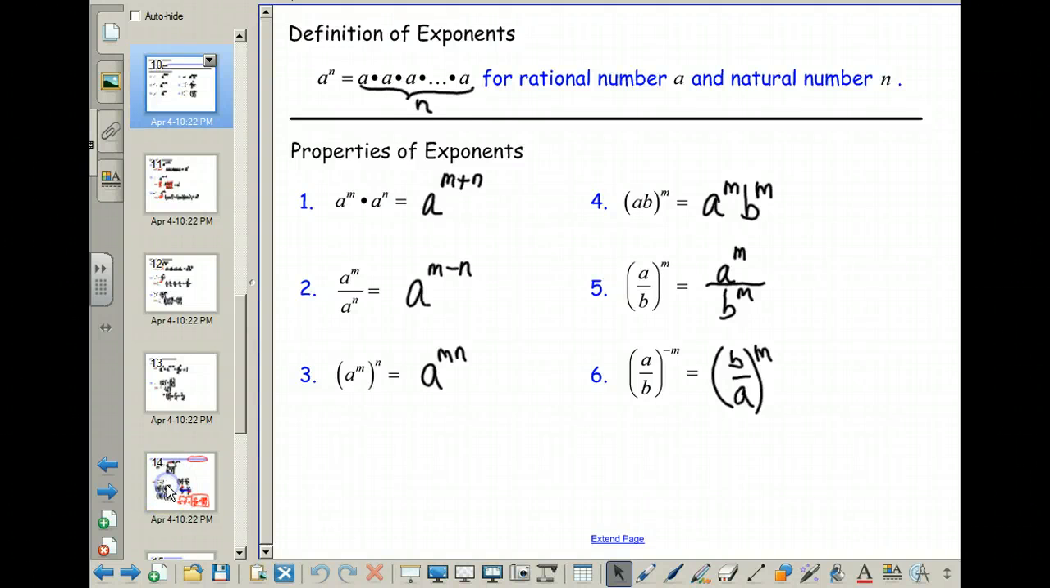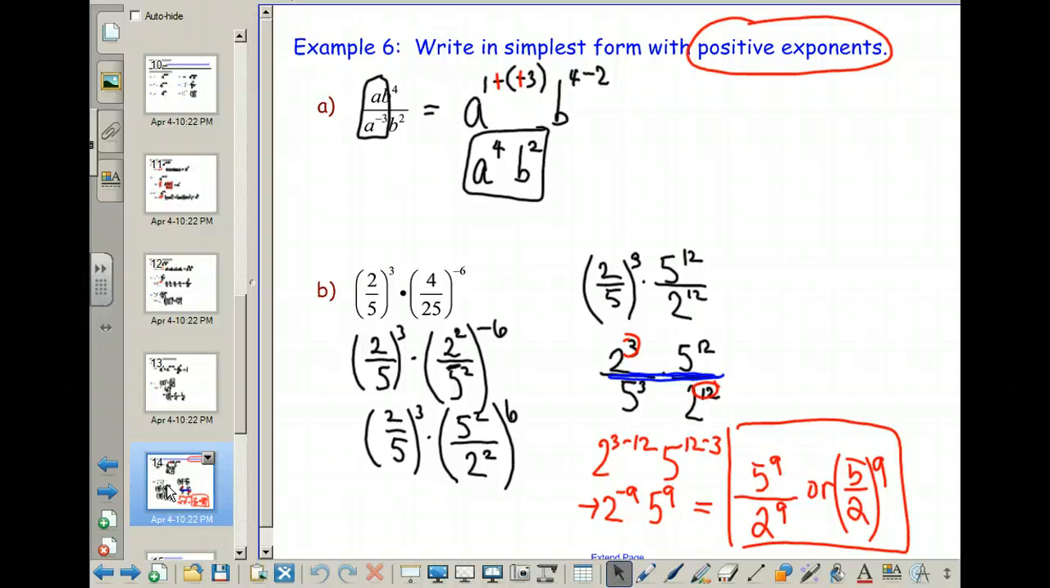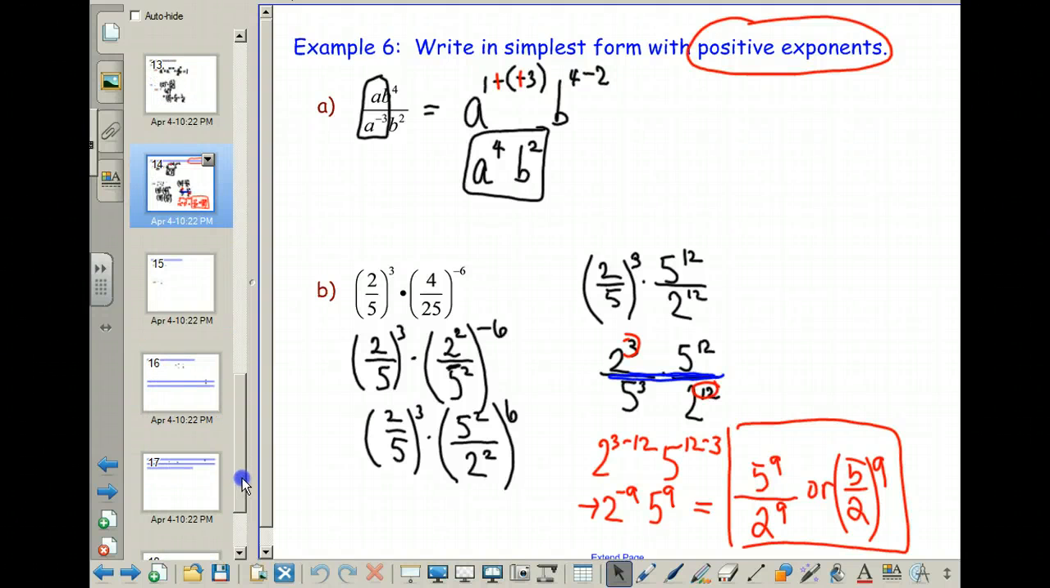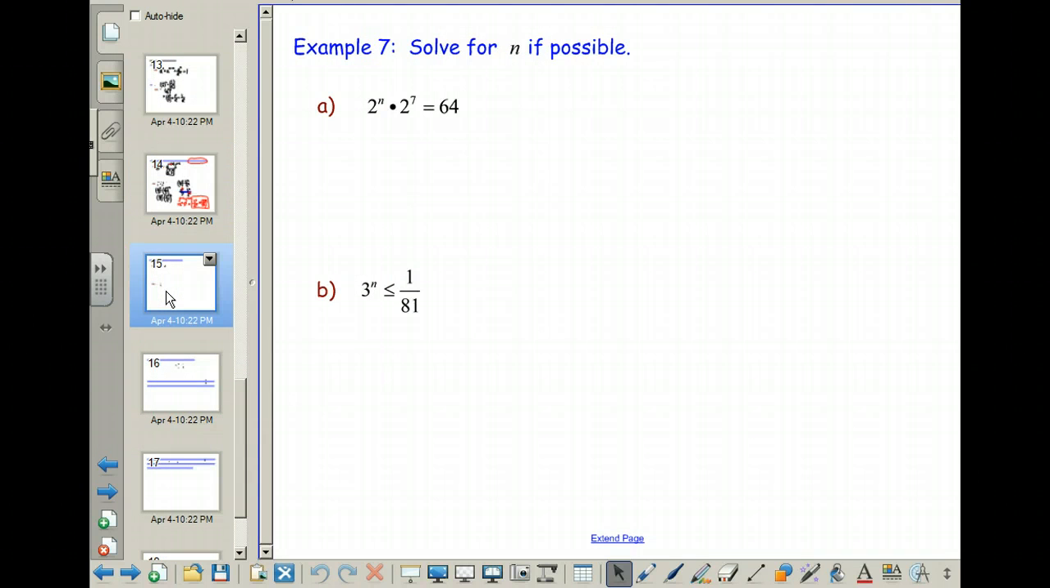So we're going to pick back up. This is the last example that we had done on simplifying them, writing with positive exponents. What we're going to do now is take that same idea and simplify something and then solve an equation. So this is an equation because there are equal signs, and then part B is an inequality because we have an inequality sign.